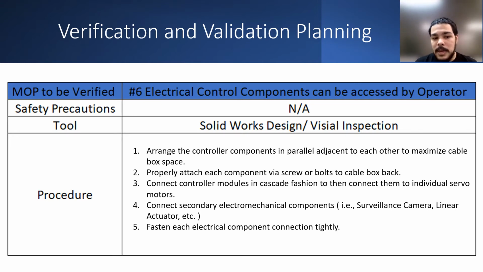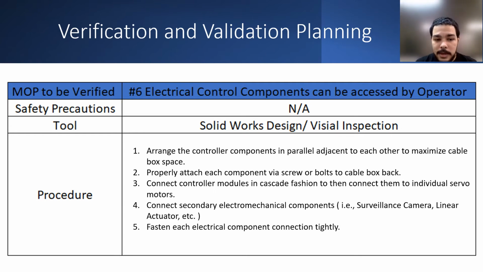Secondly, would be to properly attach the components via screws and bolts to the cable box back. Of course, simply put, this is just to attach every component to where we want to arrange them. The missing procedure in order for this to be accomplished is to allocate the precise drilling holes that need to be placed in the cable box for the components to be placed in. And it's simply a matter of choosing the right location and spacing them out adequately.